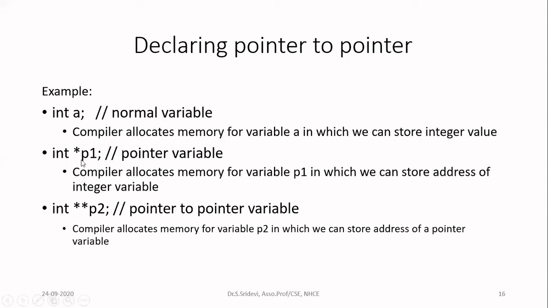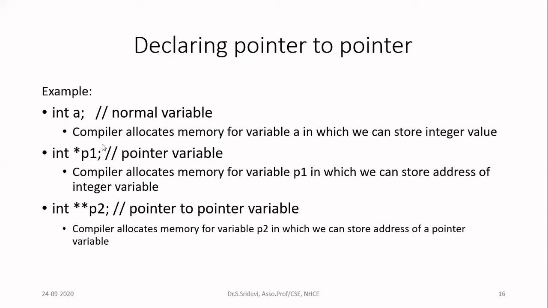So for this variable p1, the compiler is going to allocate 8 memory locations, and in those memory locations you cannot store any normal data. You can store only the address of some integer variable. And with that address, you can't perform all the operations. You can perform addition or subtraction or increment, decrement, or you can perform logical relational operators like less than or equal to, greater than or equal to, double equal to, not equal to. So these things we have already seen.